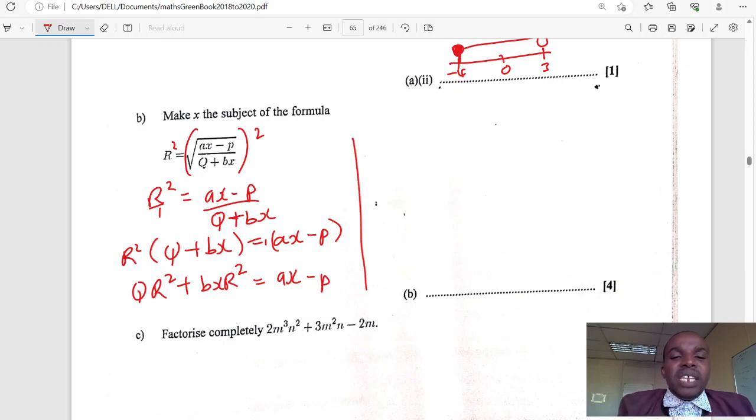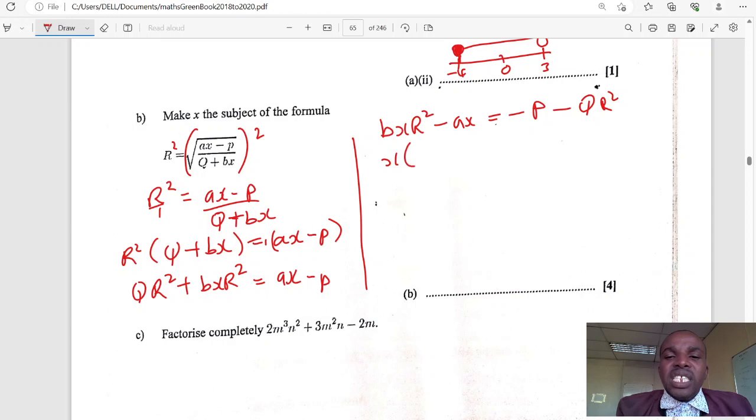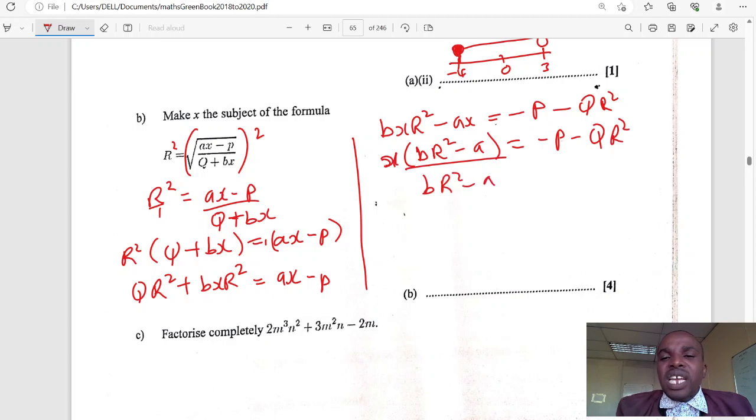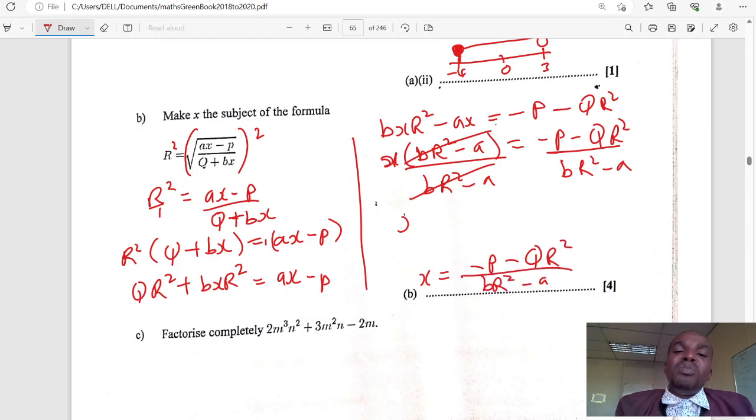Then you can collect terms in x: bx r squared minus ax equals minus p minus q r squared. Then you can factor out x. In this case, it will be br squared minus a, equals minus p minus q r squared. Then you divide both sides by br squared minus a. This item will cancel out, so you get x equals minus p minus q r squared over br squared minus a. So this will be your final answer.